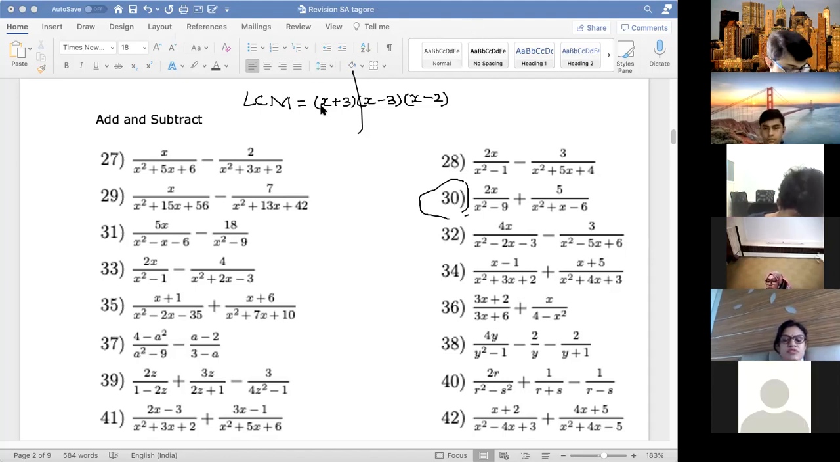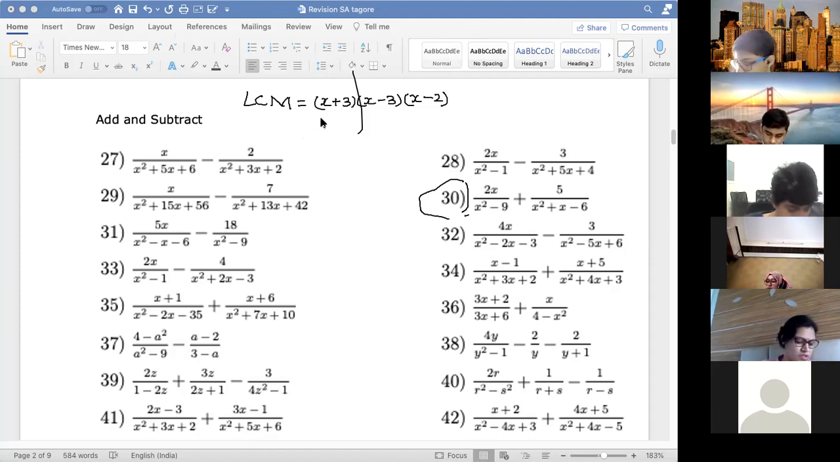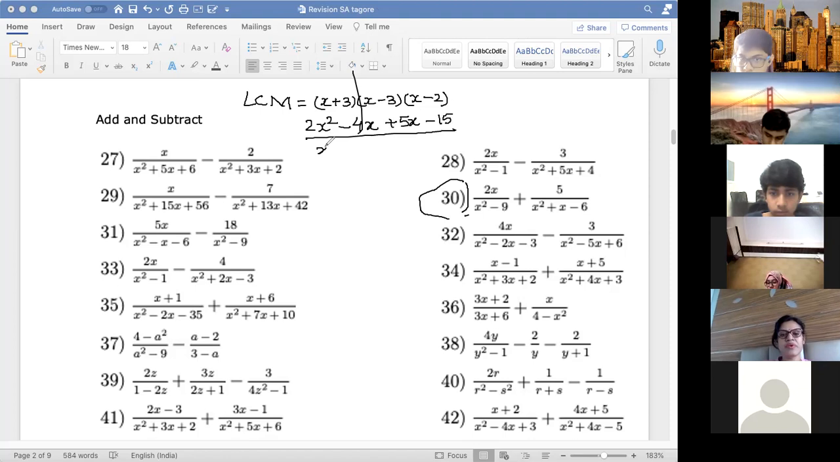Ma'am, I got 2x squared minus 4x plus 5x minus 15 in the numerator. Correct. That is correct. But you have to simplify, okay? Yes, Ahmad, you got it correct. So you have 2x squared minus 4x plus 5x minus 15 divided by this whole thing, x plus 3 into x minus 3 into x minus 2.